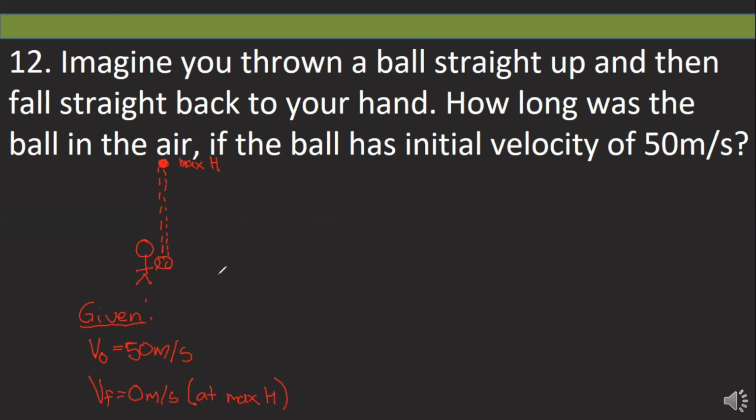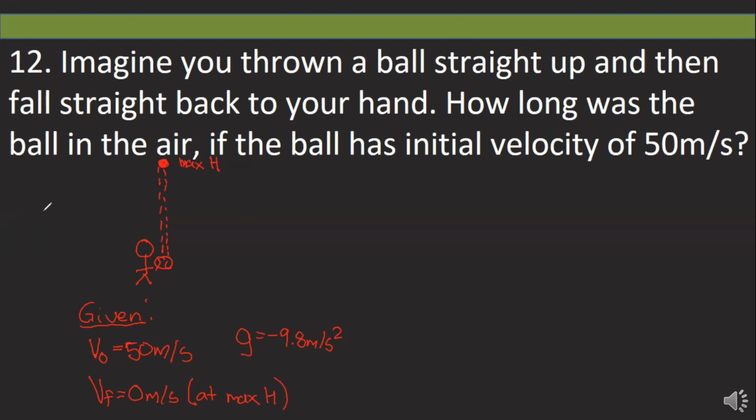Now, another thing that might help us to answer this question is to not forget the value of the acceleration due to gravity. Why? Because we are talking about a projectile, or we can say it's somewhat related to free fall. So we have here the value of the acceleration due to gravity, and the acceleration due to gravity is negative 9.8 meters per second squared. So that is already our given.